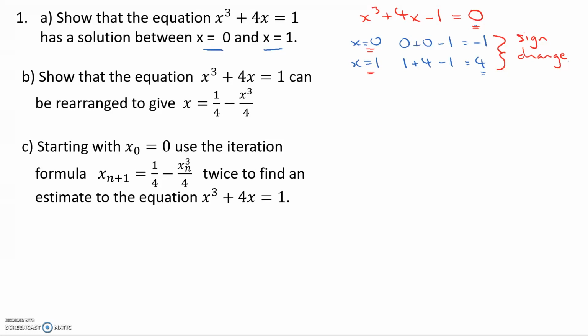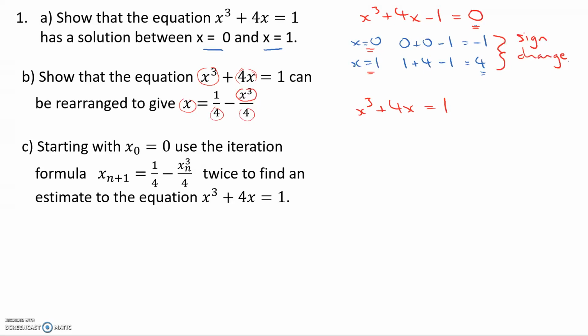Okay, question B. Show that the equation x cubed plus 4x equals 1 can be rearranged to give x equals 1/4 minus x cubed over 4. Okay, well I notice we've got the x cubed there, and the x cubed there, and we've got an x there, we've got 4x here. So dividing by the 4, I assume, is where we've got these quarters for, these denominators of 4 here.